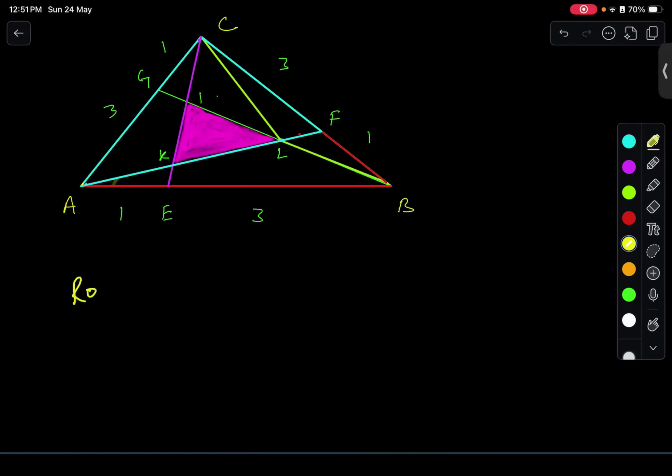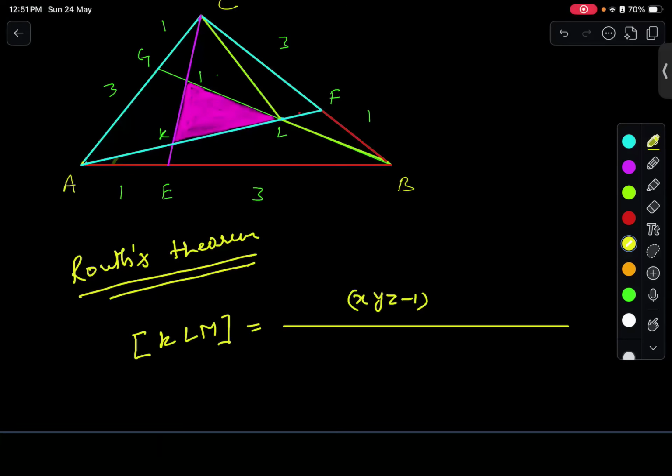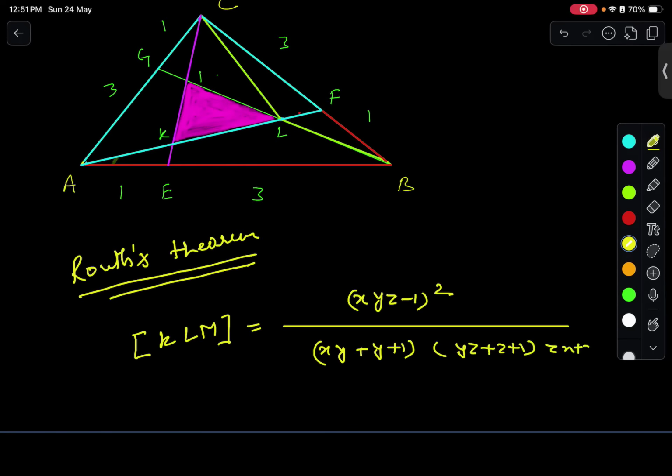So one person was there. He said, no, you have not to work again and again for this. If you have to find this type of KLM, then the area of KLM with respect to the total area will be xyz minus 1 the whole square upon xy plus y plus 1 into yz plus z plus 1 into zx plus z plus 1.